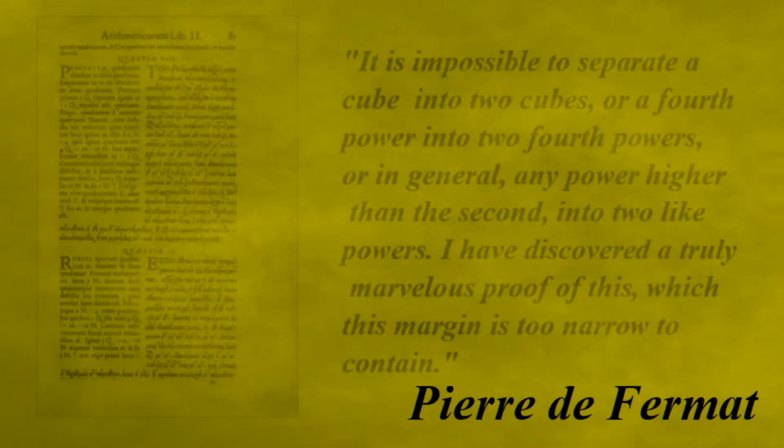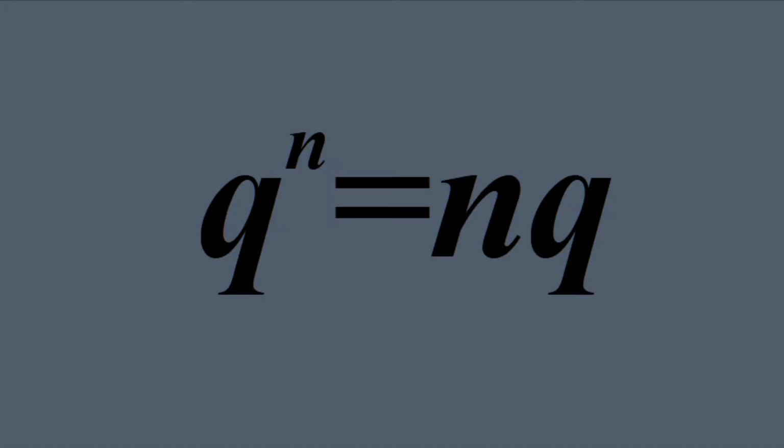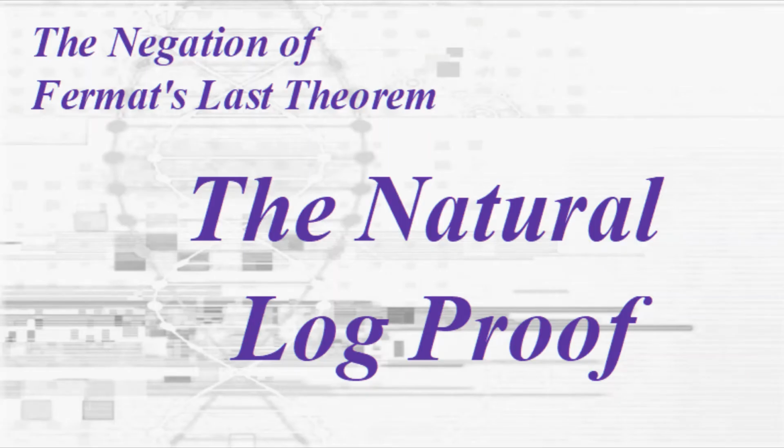Let's start with the most basic of proofs, a margin proof. You may ask, what is a margin proof? Fermat claimed, "I have discovered a truly marvelous proof of this, which this margin is too narrow to contain." I consider a margin proof to simply be a short, concise proof. The margin proof that I will now present is based upon the Quaternion power rule, q to the n equals nq. Here we present the first proof.